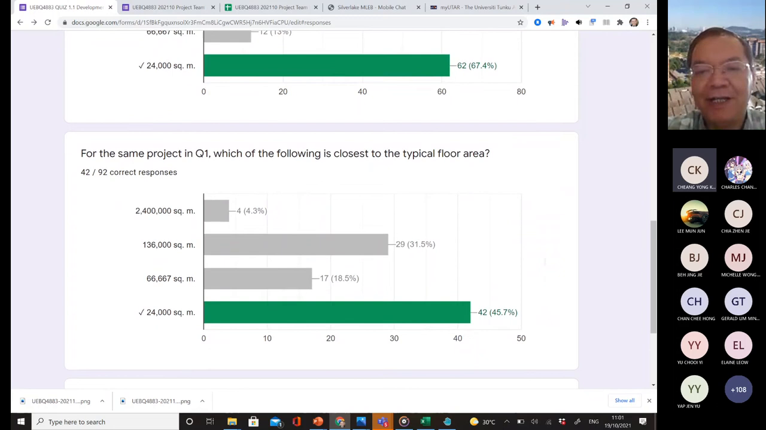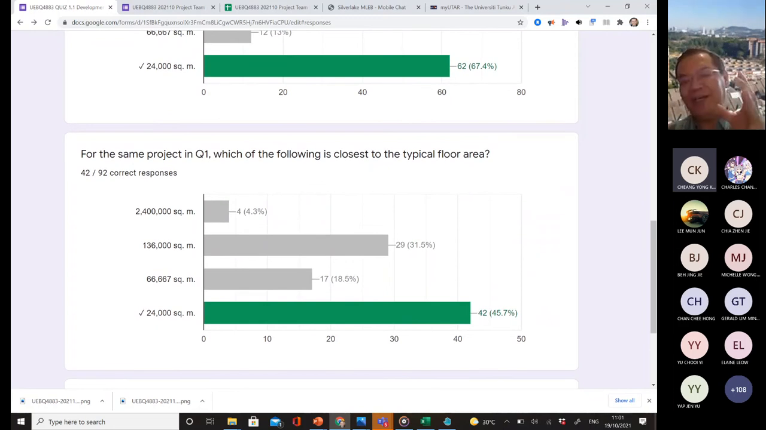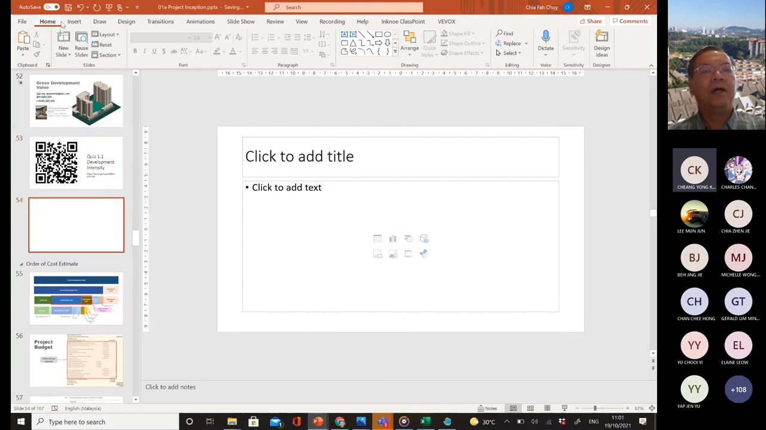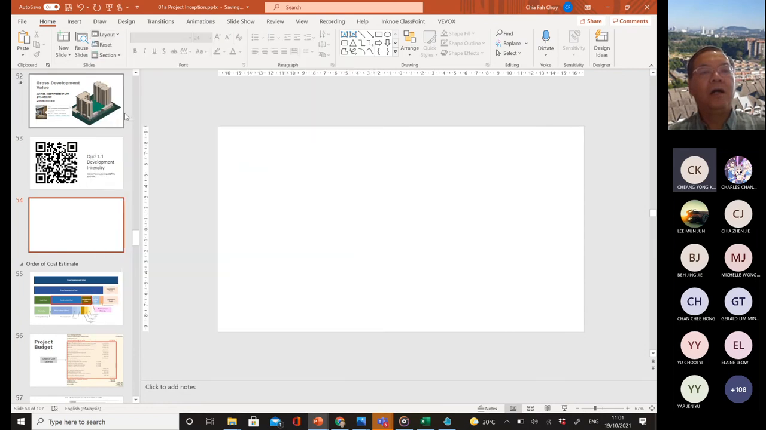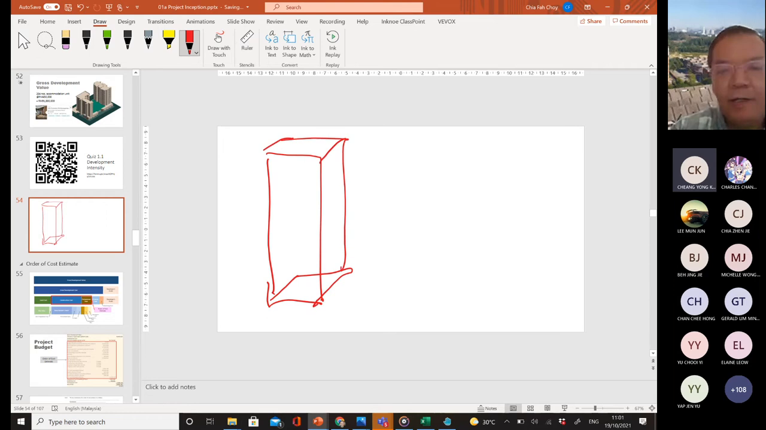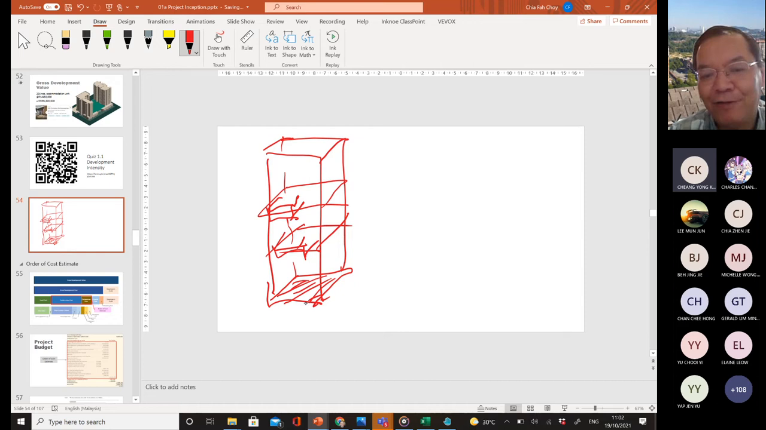I cannot draw here, I might show you later. So the footprint area and the typical floor area will be very similar, but won't be exactly the same. The reason is, let me show you. Let's say this is your building. So the footprint is this part, and the typical floor will be very similar. But let's say you have a balcony over here on the upper floors, while on your ground floor you don't have a balcony.